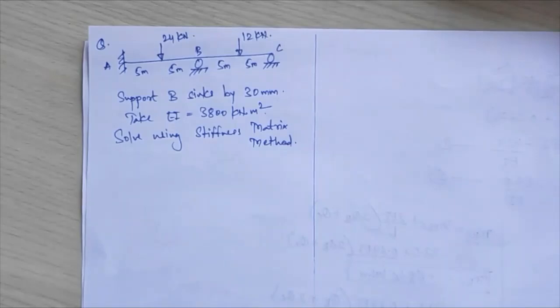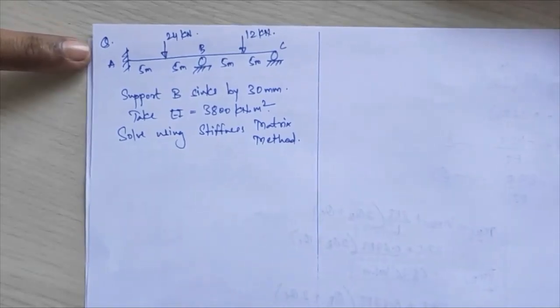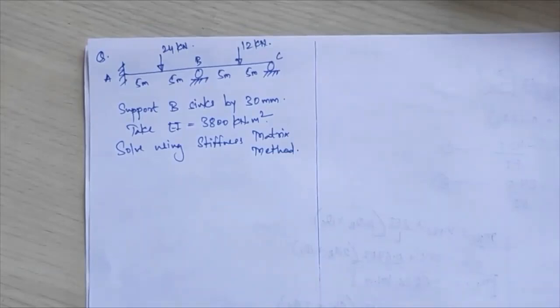Today we'll continue with your next numerical of the stiffness matrix method. So this is the numerical that we will see today. Continuous beam ABC is provided, having central point loads in both the spans AB and BC of 24 kN and 12 kN respectively, at 5 meters apart from each support.